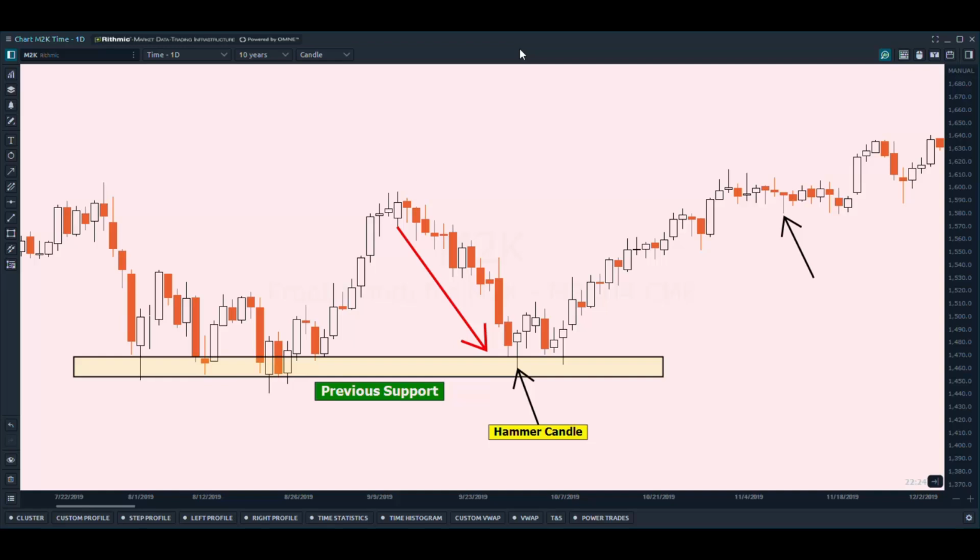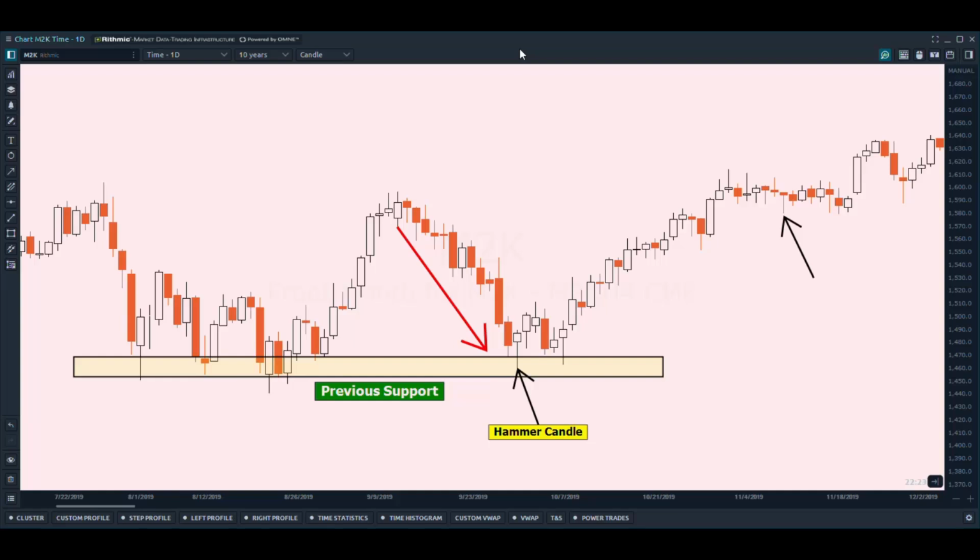So first things first, a hammer candle, just like any other candlestick pattern out there, has a statistical bias. What does that mean? It essentially means that generally a hammer is considered a bullish candlestick, just like a different candlestick pattern generally is considered a bearish candlestick. And so the statistical side of things means that there are probabilities that a hammer candle at the right point on the chart generally is a bullish sign.